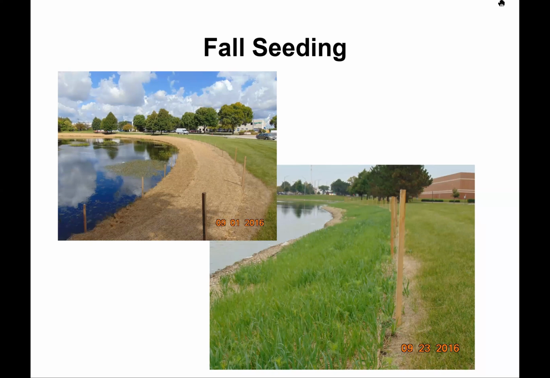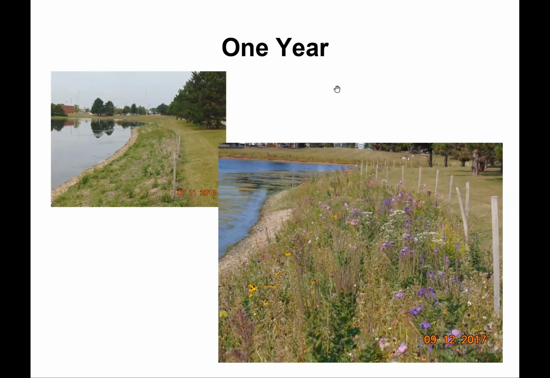All right, next slide. The following spring, in summer, so on the upper left is July of the following year. So it looks kind of ratty. It doesn't look like the ones you saw that were seeded in the spring. And this is why I don't like the fall plantings quite as much, because we had a whole season looking like that.